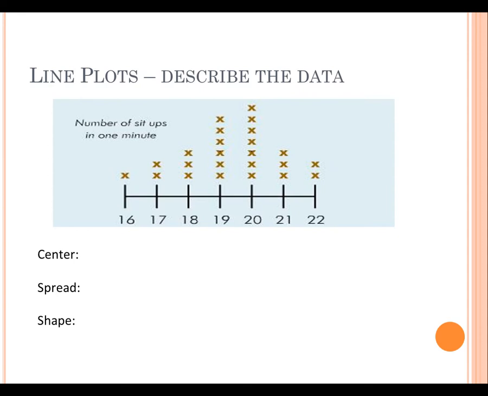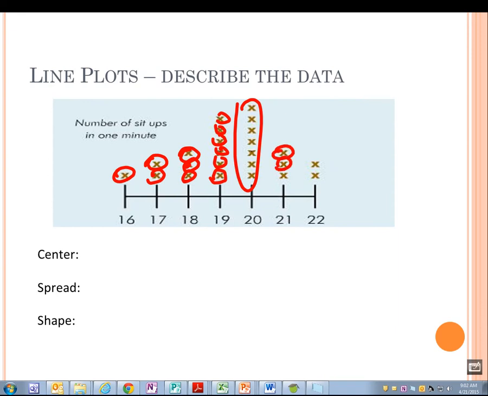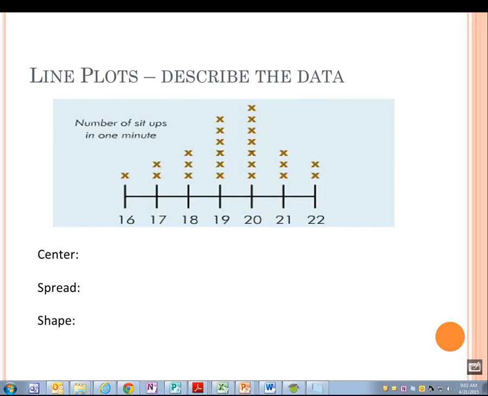Now, the center of it. Let's see how many data sets we have. We have 1, 2, 3, 4, 5, 6, 7, 8, 9, 10, 11, 12, and 7 there, 19, 20, 21, 22, 23, 24. So in order to find the center, does anyone remember what the center said? What was it about the center?